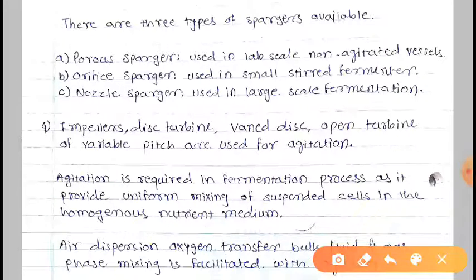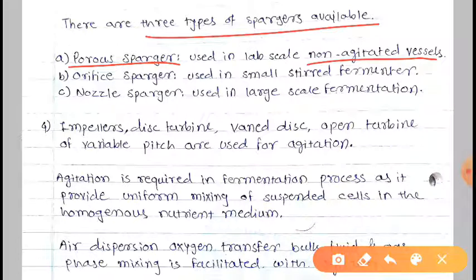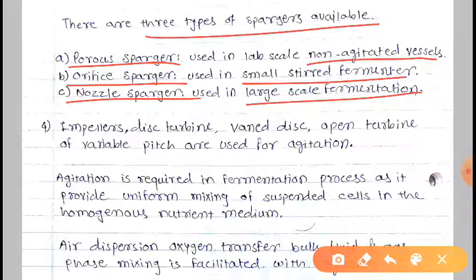There are three types of spargers available. That is a porous sparger, which has pores on a pipe, and it is used mainly in non-agitated vessels. Second is the orifice sparger. It is used in small scale fermenters. Last is the nozzle sparger, which has a large capacity and sprays the air with pressure, and it is used in large scale fermenters.